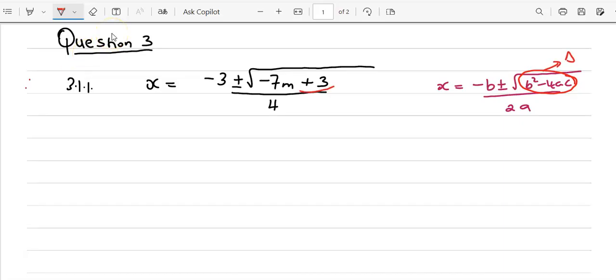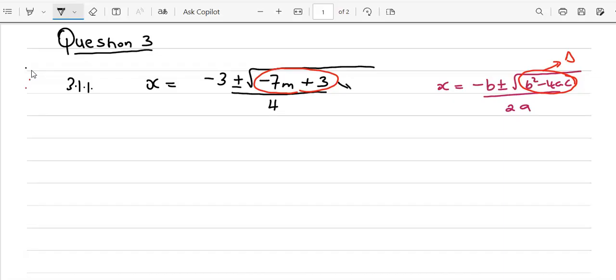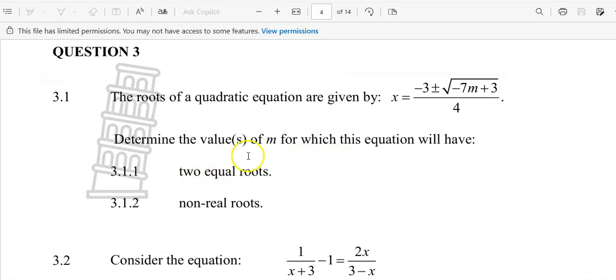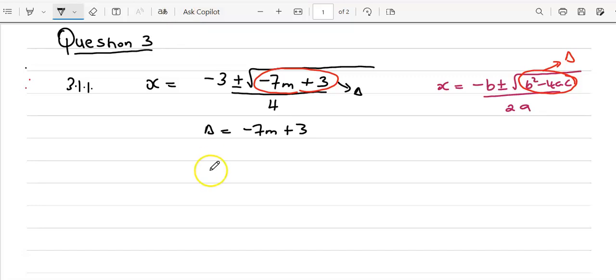So this tells you that the delta of this equation will be minus 7m plus 3. So this here is our delta. We can say that delta is equal to minus 7m plus 3. Now going back to the question, where this has 2 equal roots, and according to our notes, when we have 2 equal roots, the discriminant is equal to 0. So we take minus 7m plus 3, equate it to 0 and solve for m.